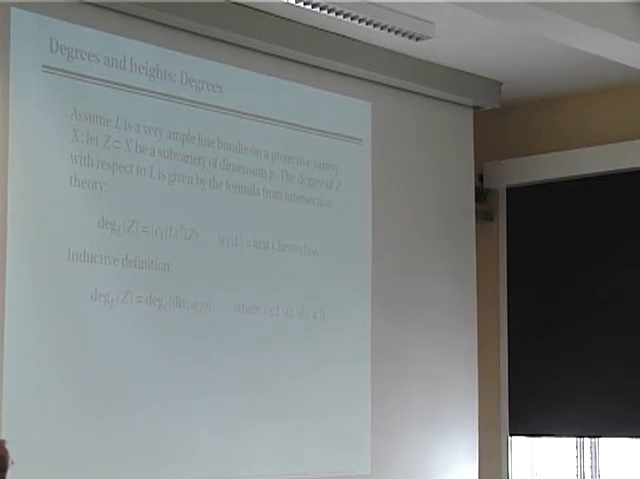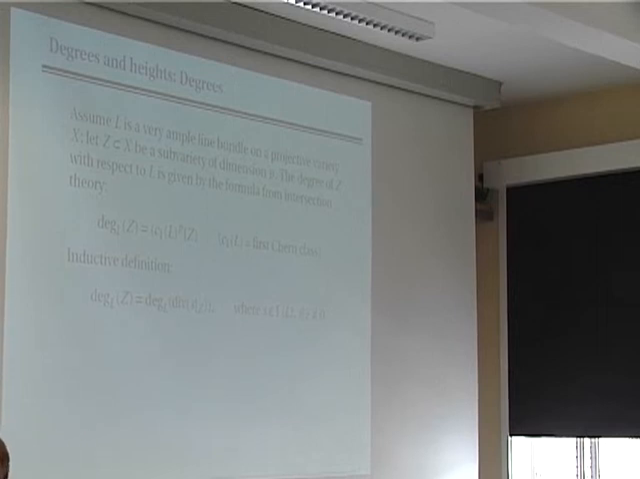Before I can tell you about heights with respect to metrized line bundles, I have to recall how to define degrees with respect to line bundles. So assume L is a very ample line bundle on a projective variety X, and take a subvariety Z inside X of dimension p. How do we define the degree of Z with respect to the line bundle L? If you know what intersection theory is, you take the first Chern class of L to the power p, and you integrate against Z.